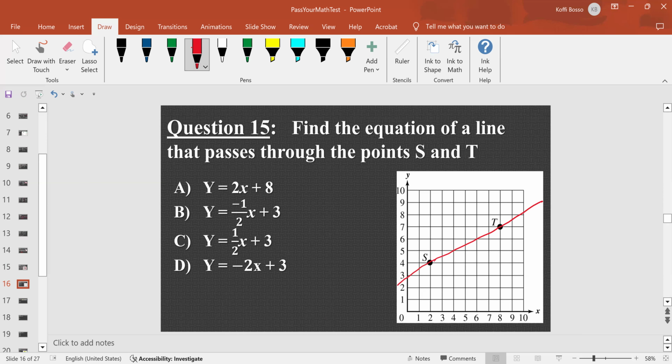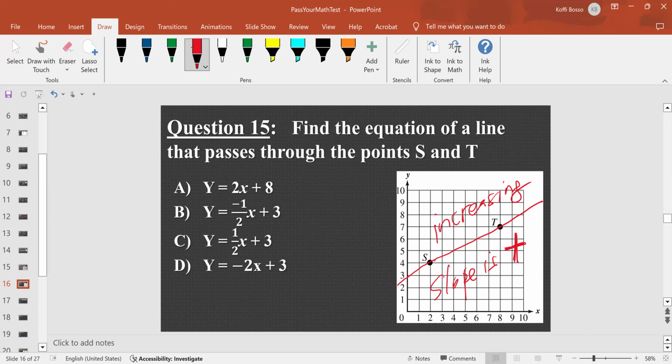Is this line increasing or decreasing? This line is increasing. How do I know? Always see your line from left to right. From left to right, the line is going up, so it's increasing. Every time a line is increasing, the slope of that line is positive. That's key information.